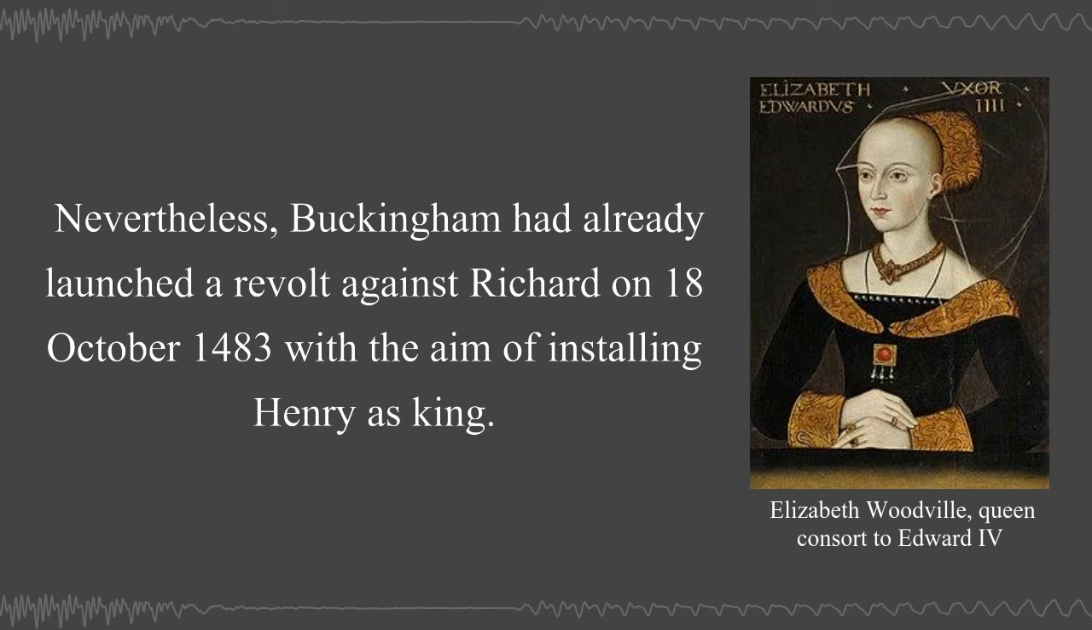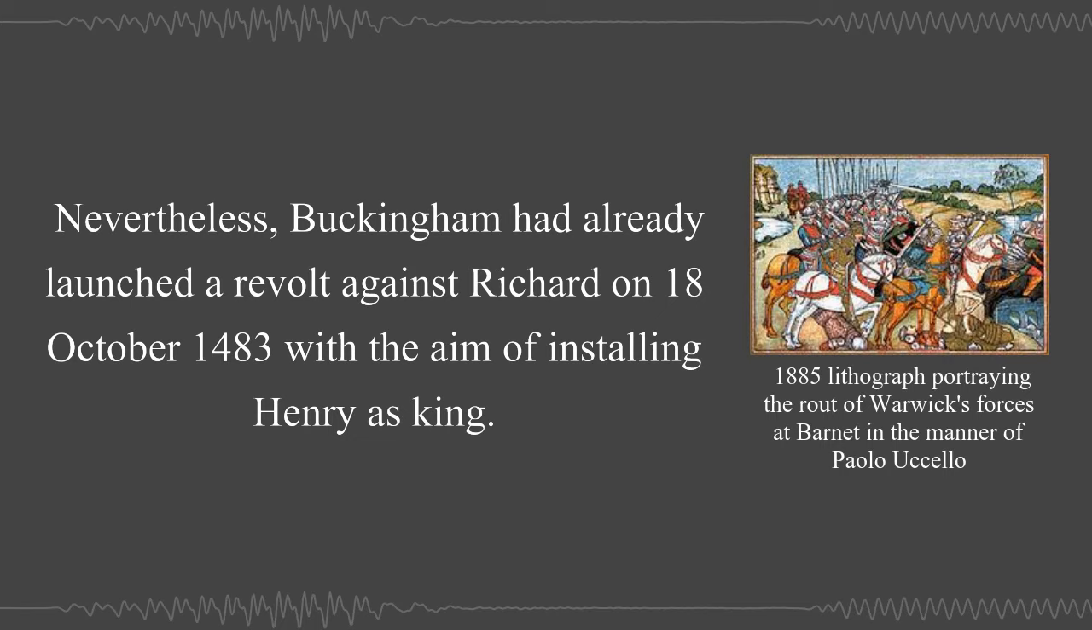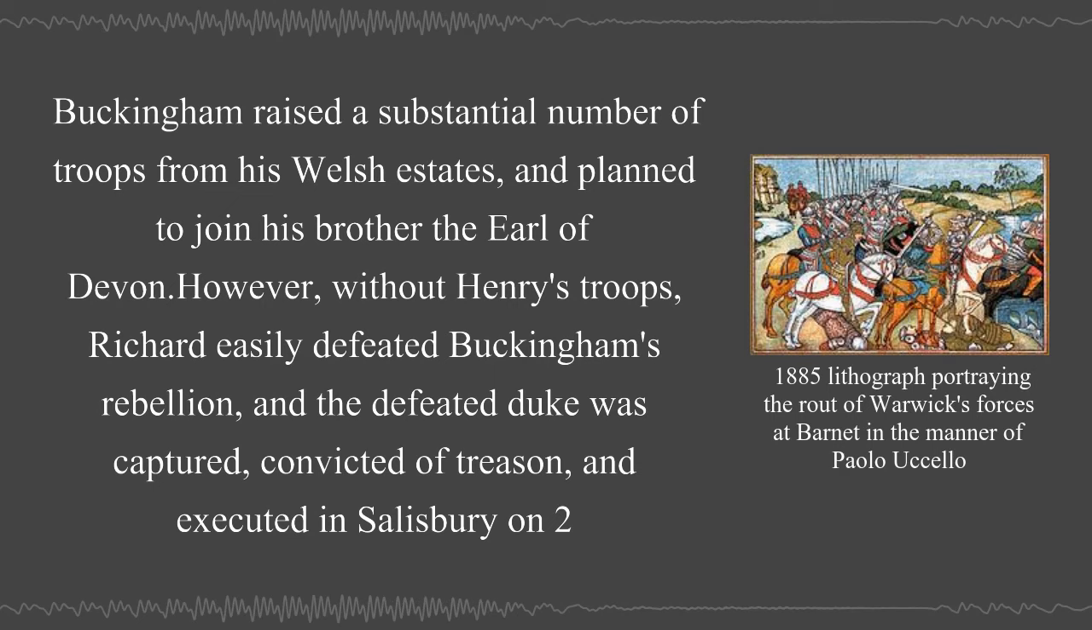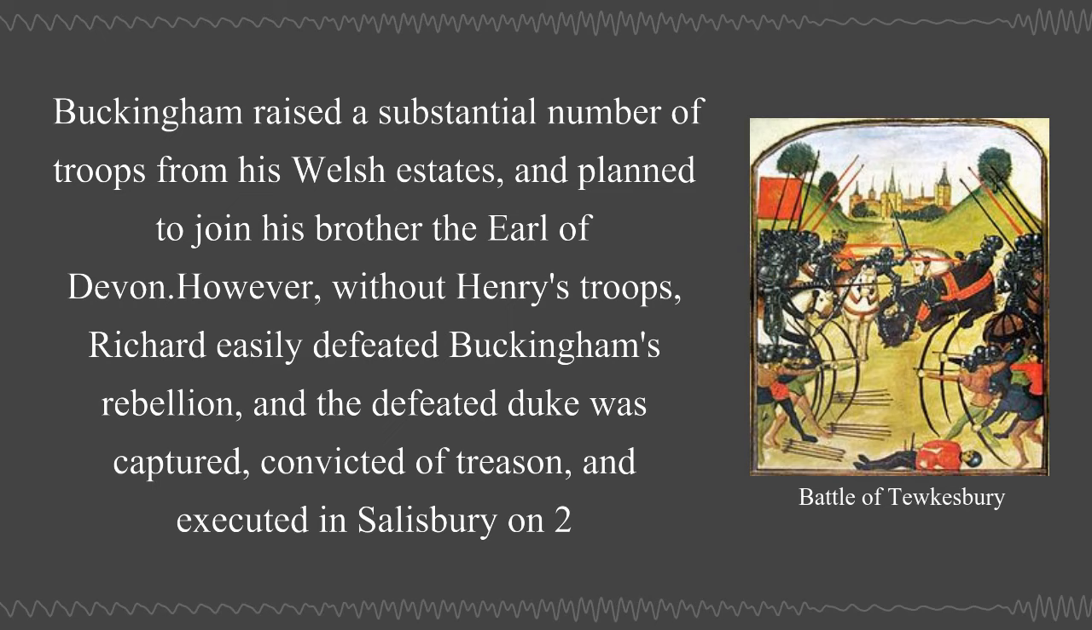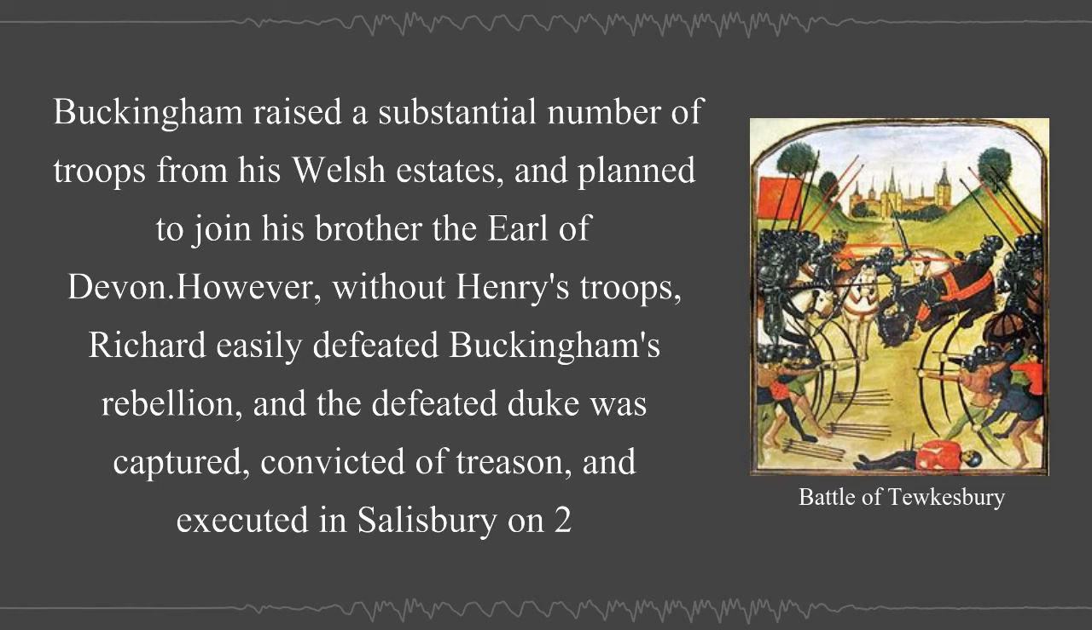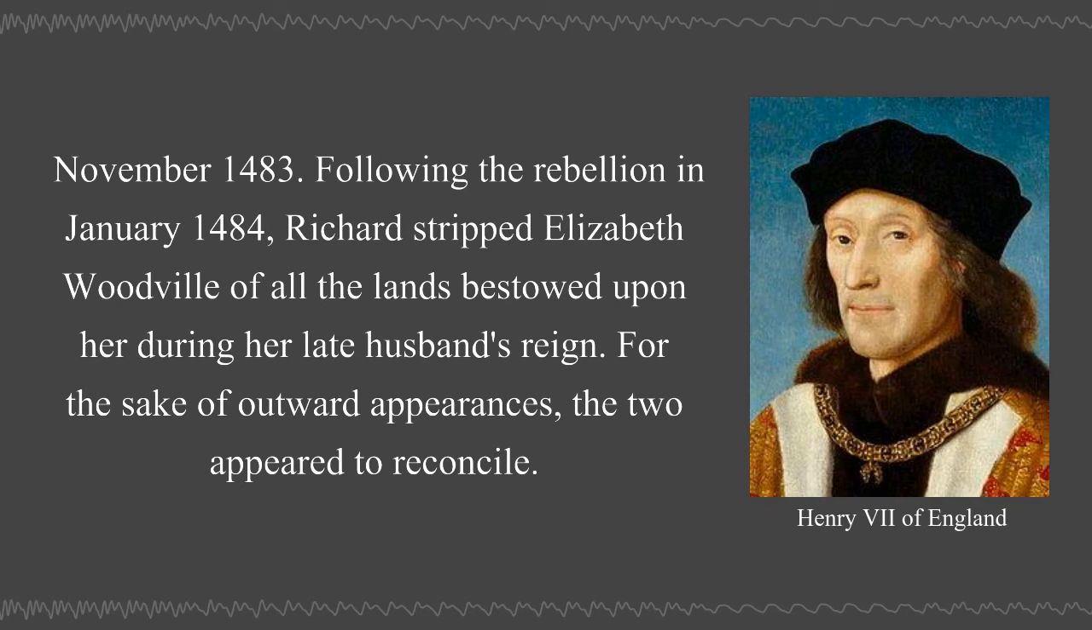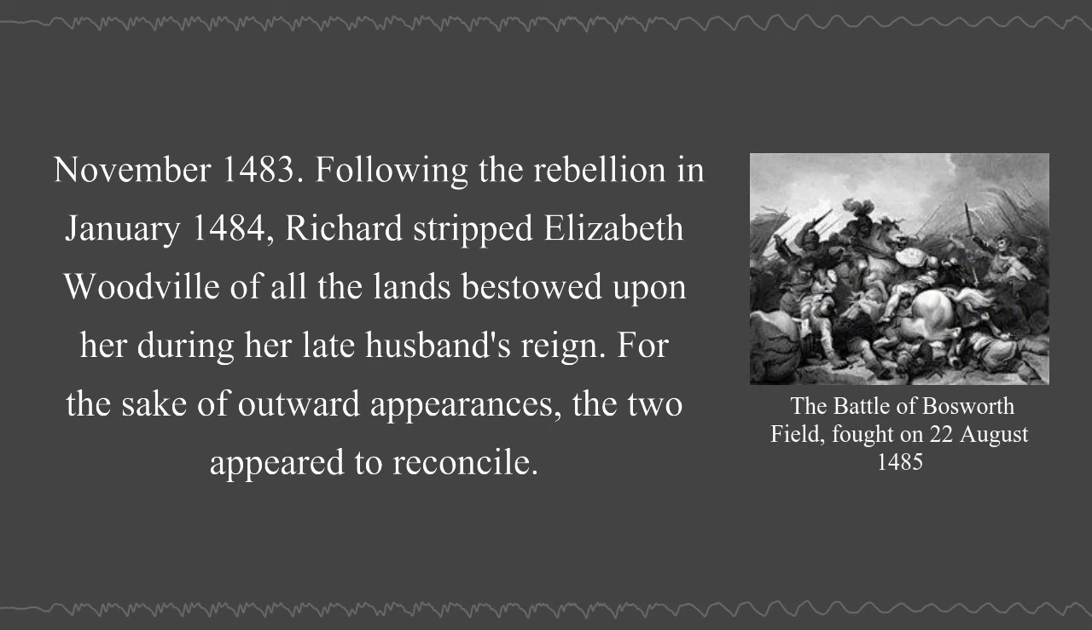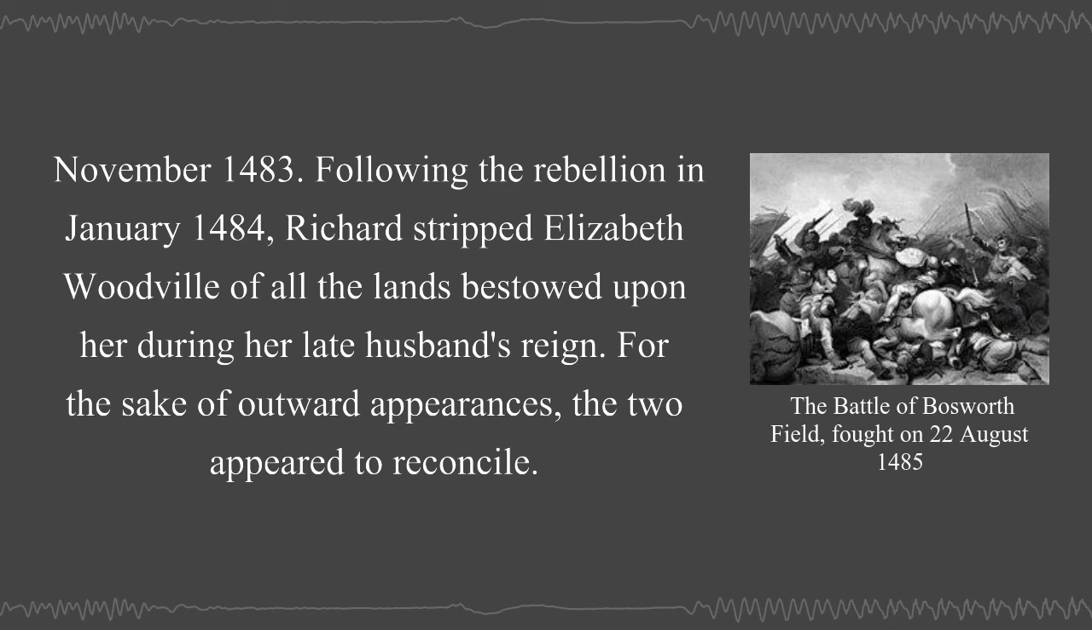Nevertheless, Buckingham had already launched a revolt against Richard on 18 October 1483 with the aim of installing Henry as king. Buckingham raised a substantial number of troops from his Welsh estates and planned to join his brother, the Earl of Devon. However, without Henry's troops, Richard easily defeated Buckingham's rebellion, and the defeated duke was captured, convicted of treason, and executed in Salisbury on 2 November 1483. Following the rebellion in January 1484, Richard stripped Elizabeth Woodville of all the lands bestowed upon her during her late husband's reign. For the sake of outward appearances, the two appeared to reconcile.